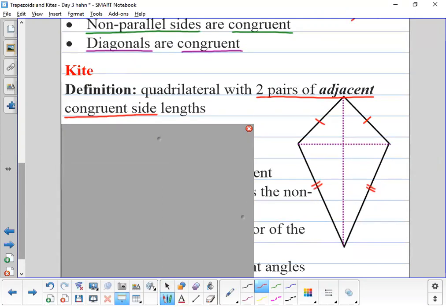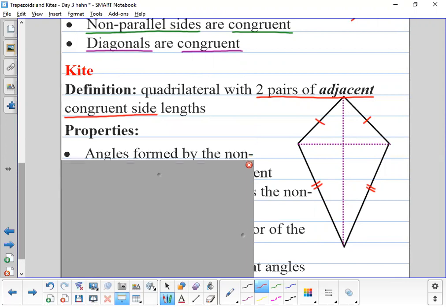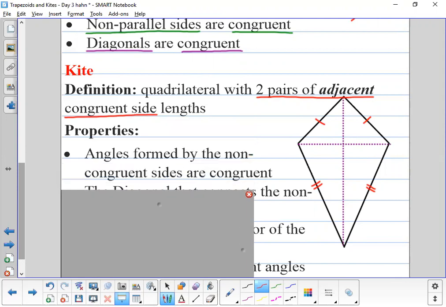When we were learning about parallelograms, the opposite sides were congruent. For a kite, the adjacent sides are congruent. Properties of a kite. The first property of a kite that we have is that the angles that are formed by the non-congruent sides are congruent.